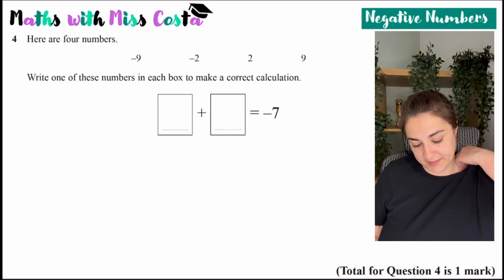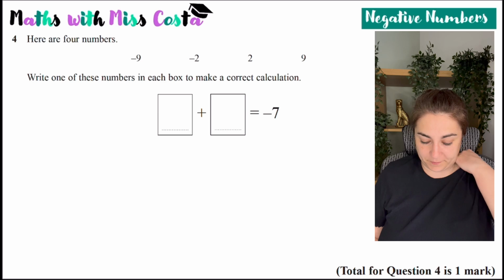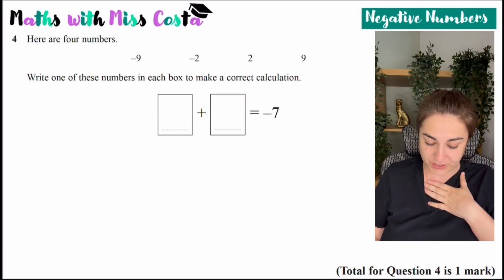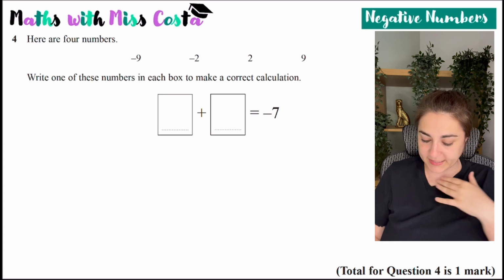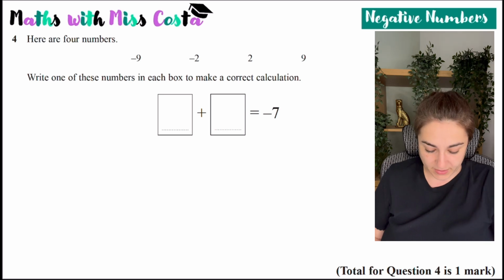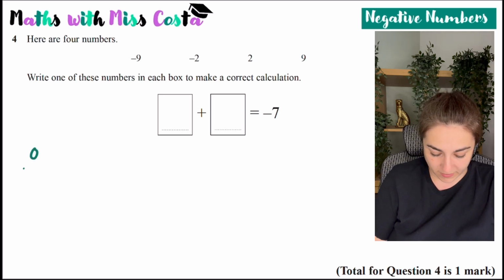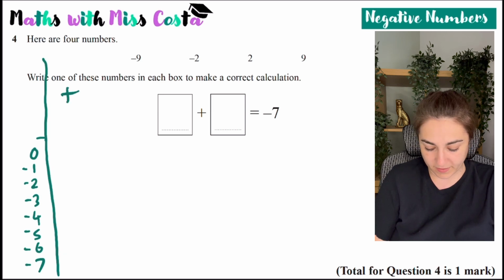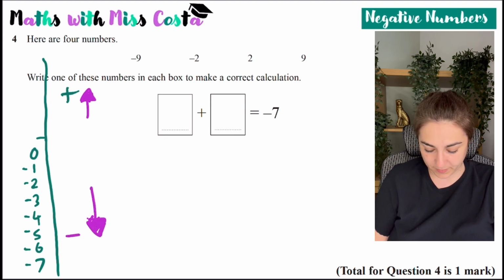Next, we've got 4 numbers. So we've got -9, -2, 2, and 9. And I need to write one of these numbers in each box to make a correct calculation. So I know that my end result is -7. So if you just think of your number line, you've got 0, -1, -2, -3, -4, -5, -6, -7. And whenever you are going up the number line, that is when you add.